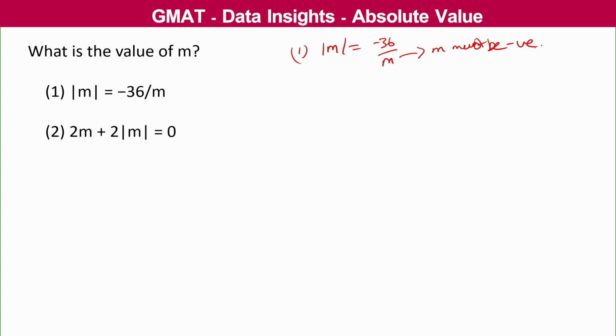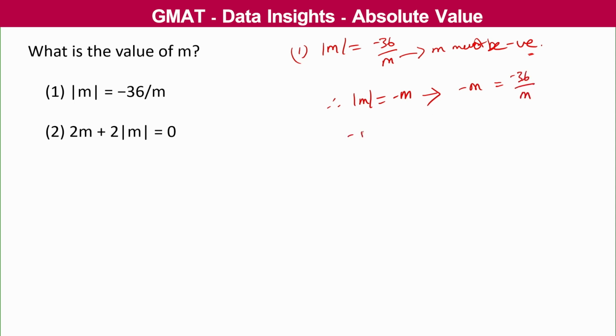m cannot be 0, because 36 divided by 0 will be undefined. So m must be negative. Therefore, mod of m is equal to minus m. Now you can substitute that in the given statement. Minus m is equal to minus 36 divided by m.